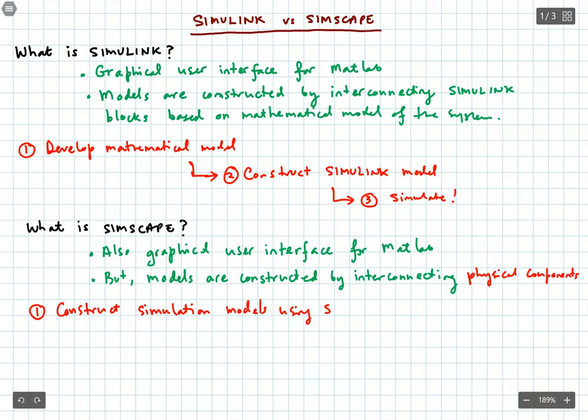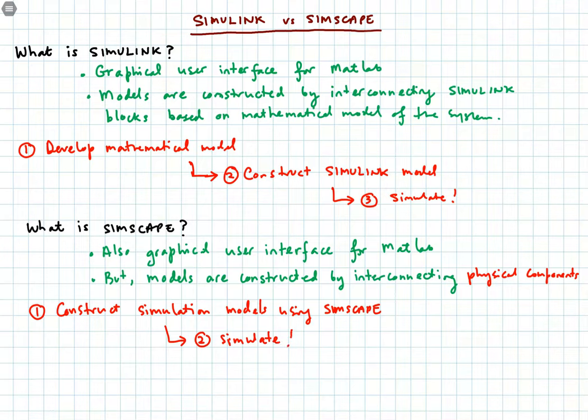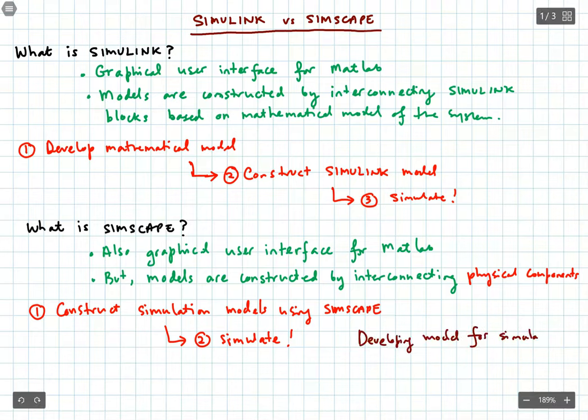The first step is to construct the model using physical components from the SIMSCAPE library, and the second step is to simulate the constructed physical system. We can see that developing models for simulation is a lot easier with SIMSCAPE. All we need to do is just interconnect physical components.